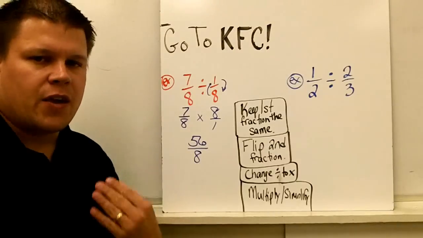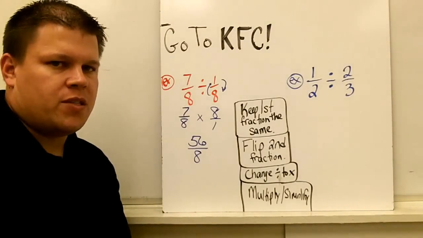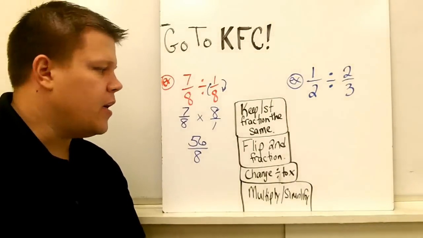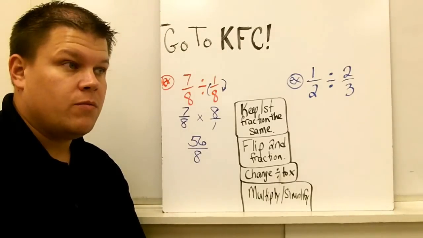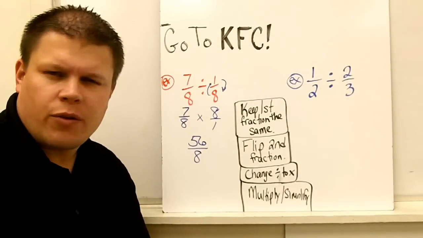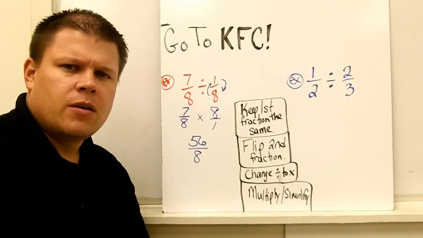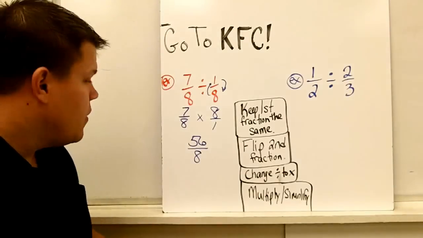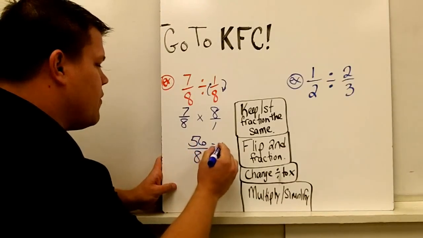When I look at that, I think of a division problem. I think of 56 divided by 8. And when I figure that out, I think it's going to be 7. Do you think it's going to be 7? I hope so. It is 7. 56 divided by 8 is 7.